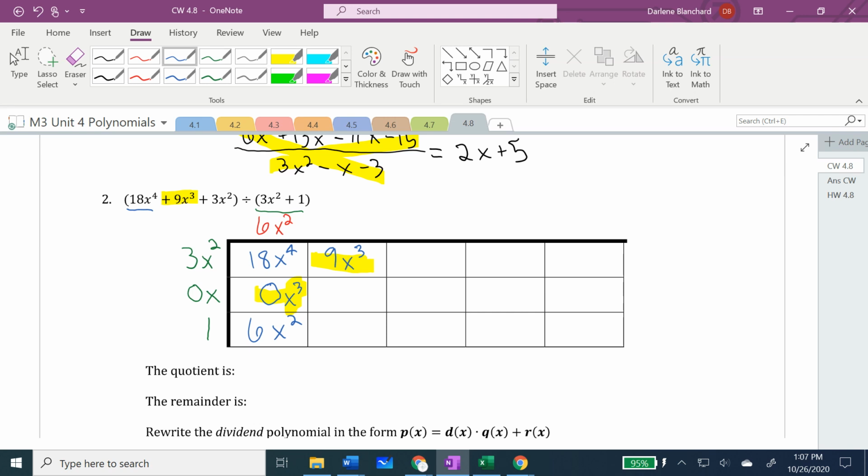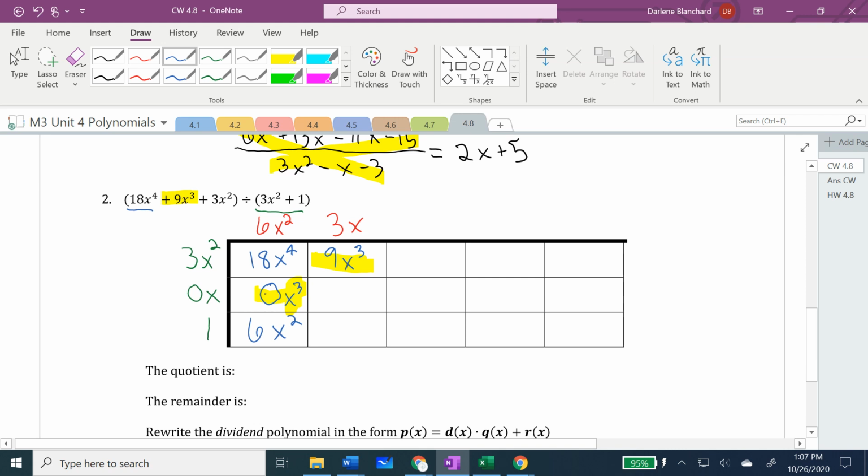So that's one process down. And now the next one. You tell me, what do I multiply 3x squared by to get 9x cubed? Good. 3x.